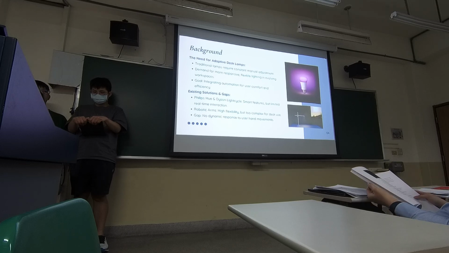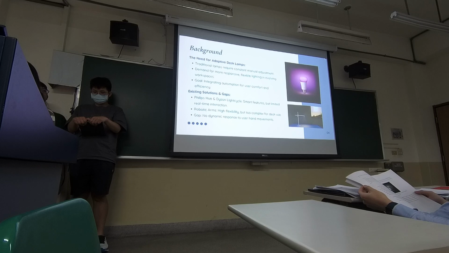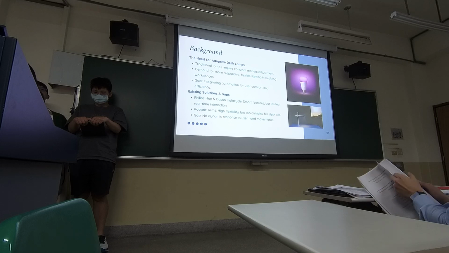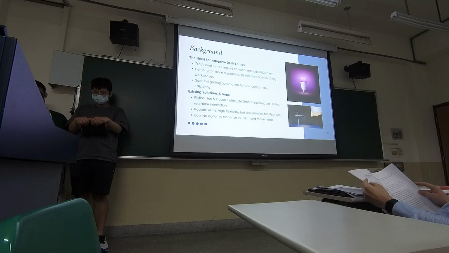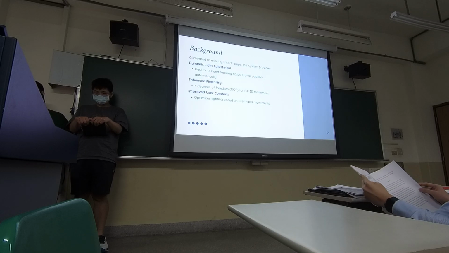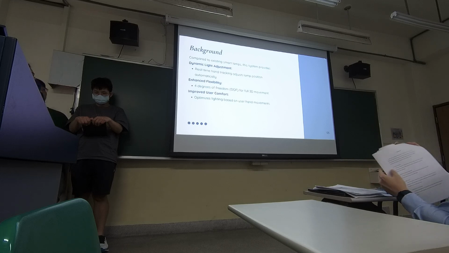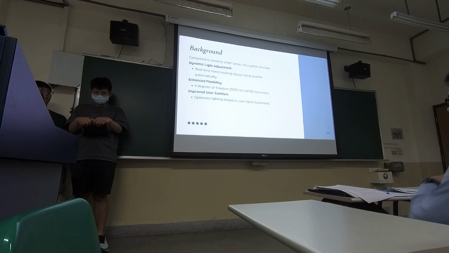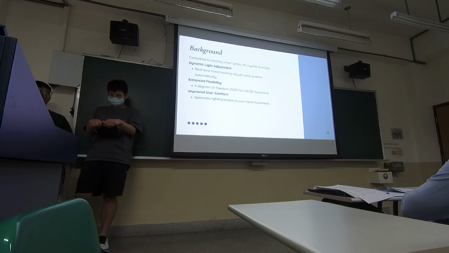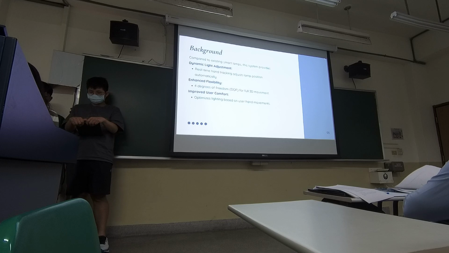So the key challenge then is to develop a system that combines the flexibility of the robotic arm with the simplicity needed for everyday desk use. Compared to the existing smart lamps, this system will provide dynamic light adjustment by using real-time hand tracking to automatically reposition the lamp based on user movements. This eliminates the need for manual adjustment, offering a seamless lighting experience.